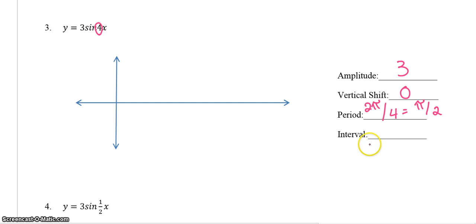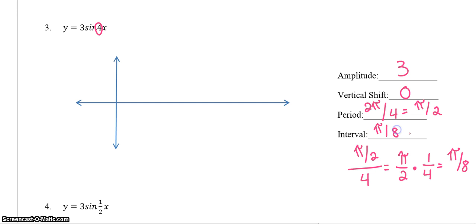So in our interval, I'm going to write it down here where there's a little more space. We've got pi over 2 divided by 4. Remember, if we've got a fraction divided by something, we can just multiply it by the reciprocal. So pi over 2 times 1/4, which is going to give us pi over 8. So that's our interval.